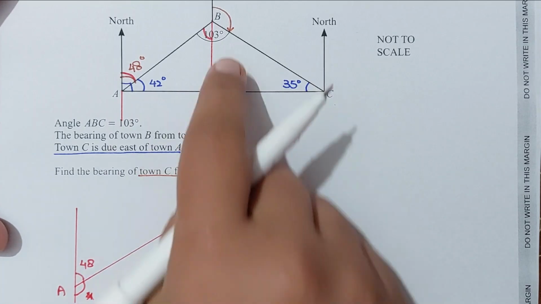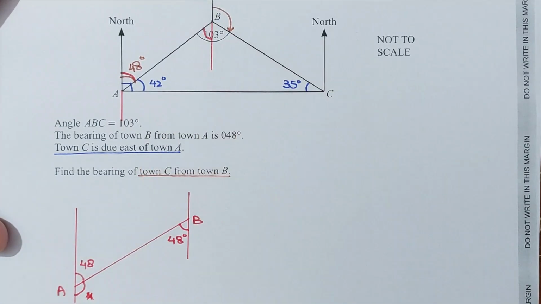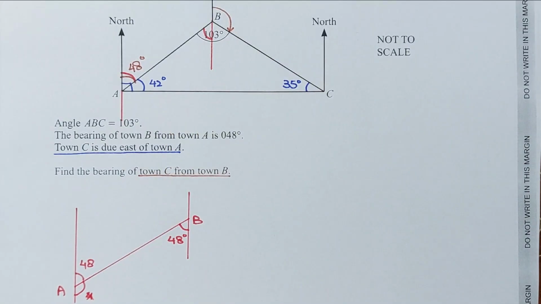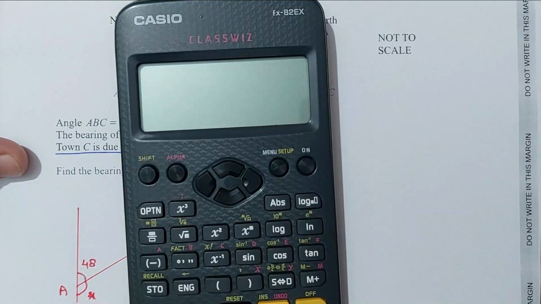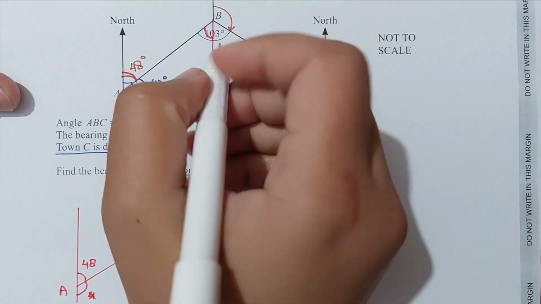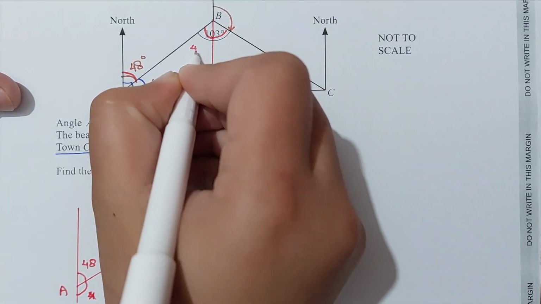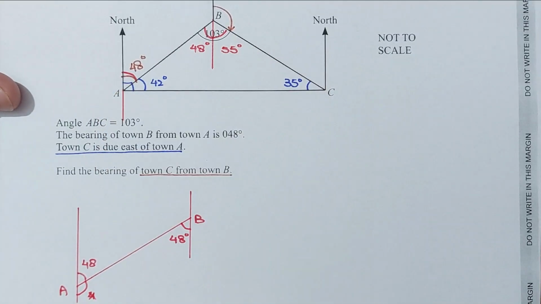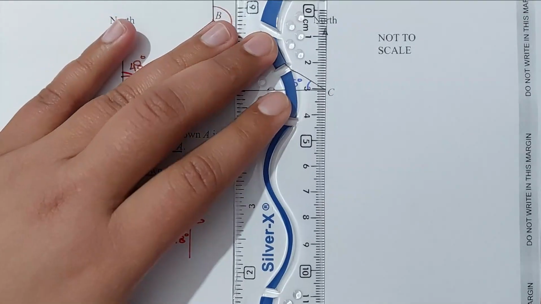All right, do the same thing for the rest of the two. 48 plus what makes 103? So 103 minus 48 is 55. This is 48 and this is 55. If I extend the other two parallel lines, extend this as well.